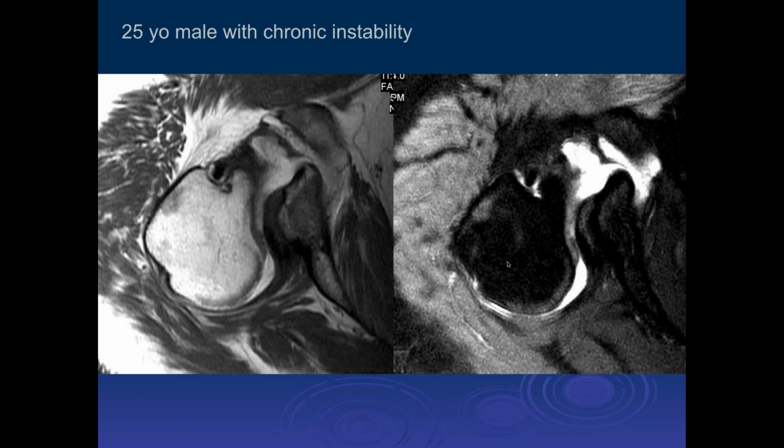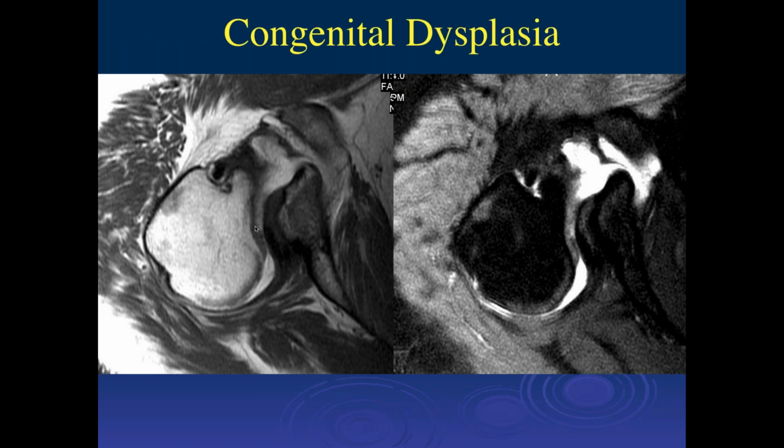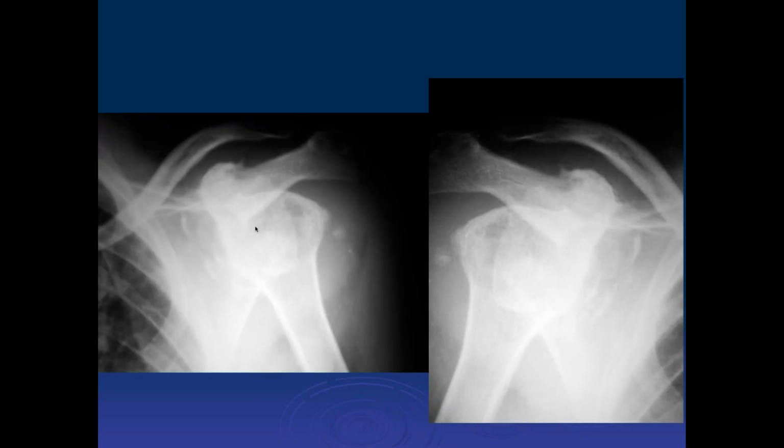Shiv, what do you think of this case? 25-year-old man with chronic instability. So here it looks like there's posterior dislocation of the humeral head relative to the glenoid, and the glenoid looks retroverted, and the posterior glenoid is rounded and blunted. Right. So this is another case of congenital dysplasia with congenital instability. Okay. Sahar, what do you think of these plain films?